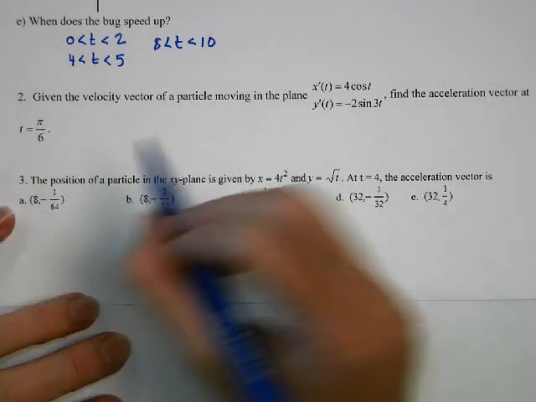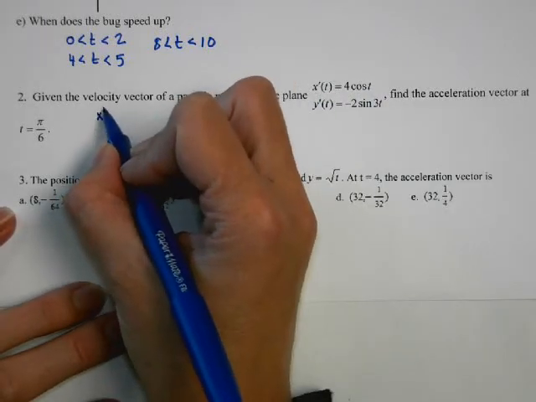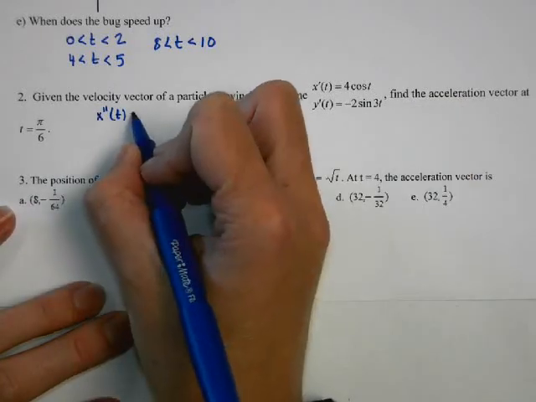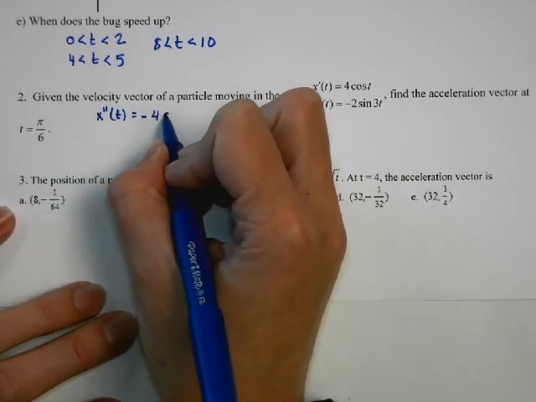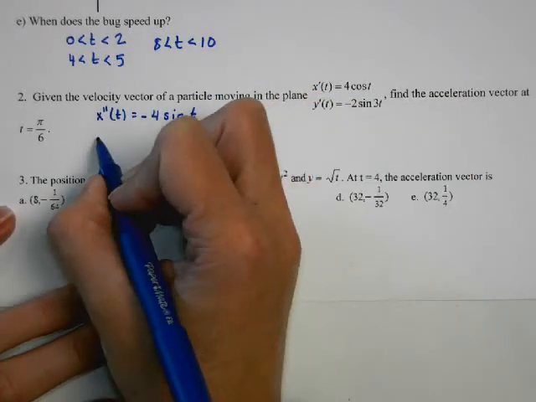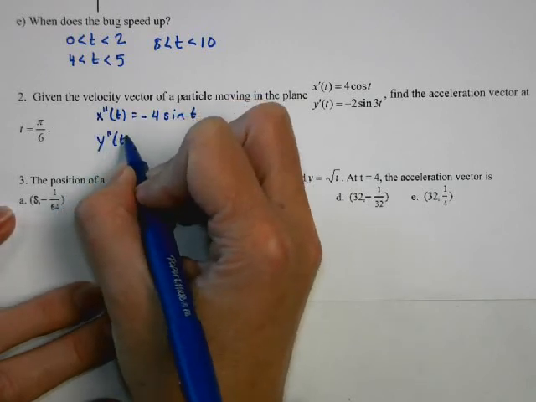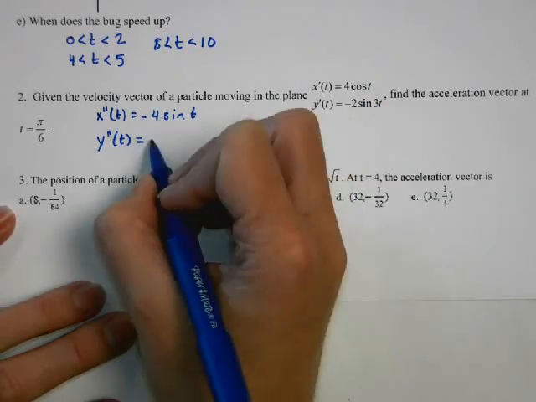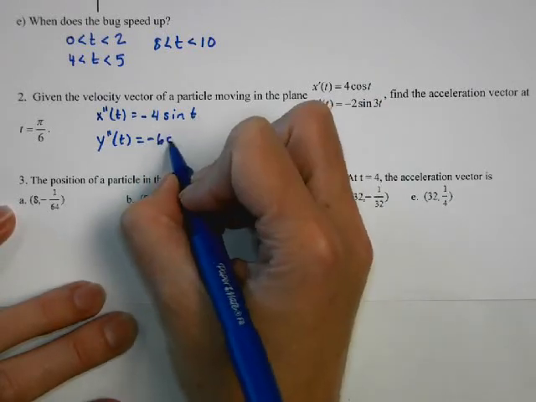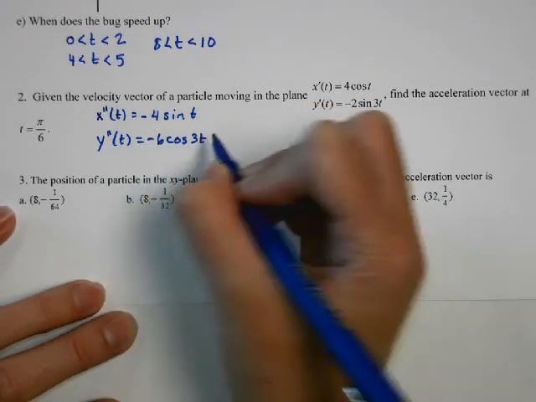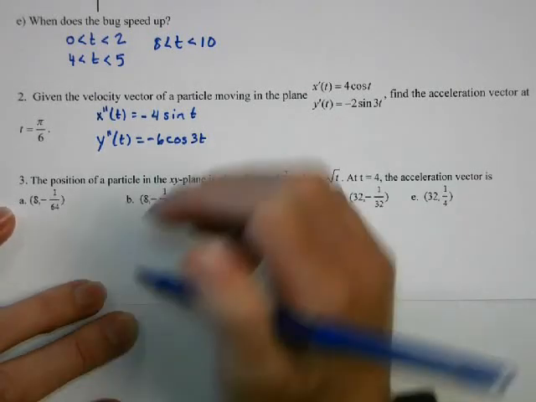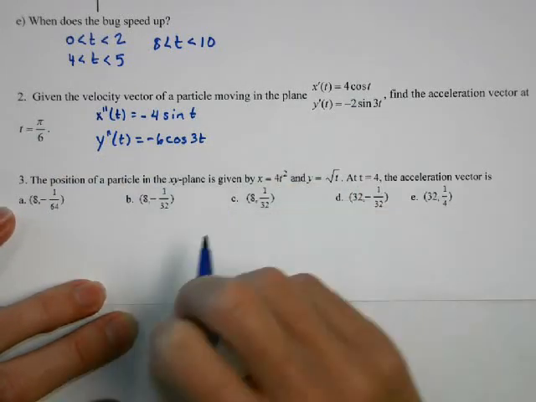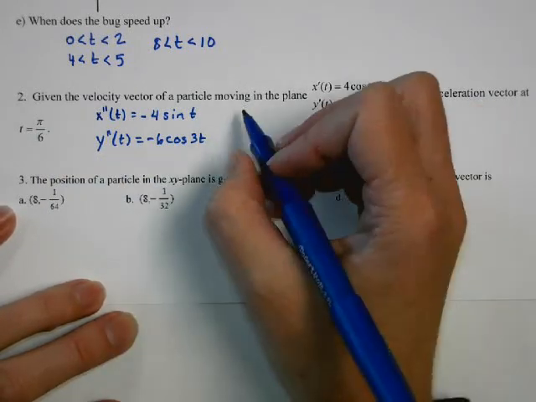So the derivative of x prime is going to be -4 sine t. Y double prime is going to be 3 times 2, so -6 cosine 3t, using the chain rule. And if you have to do that in a couple steps, that's fine. Then I'm going to evaluate these at pi over 6.